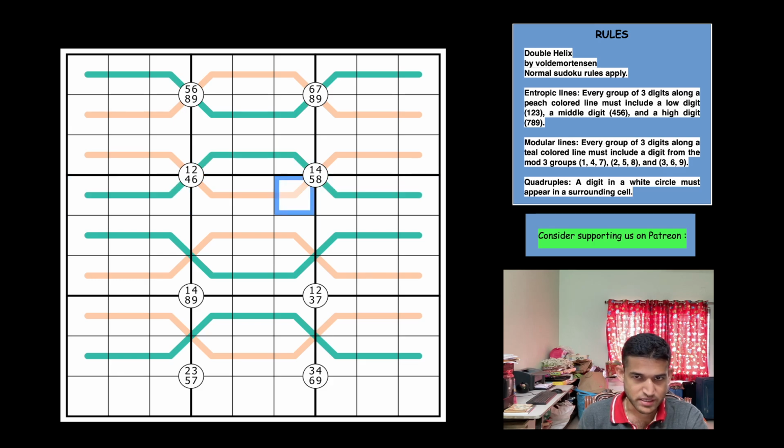Then the last part of the rule is quadruple. A digit in a white circle must appear in a surrounding cell. So you can see there is 1, 4, 5, 8 in this square box here. So in this 2x2 area, 1, 4, 5, 8 must appear in any order, right? So this is the quadruple rule. So with that, we'll start the Sudoku.